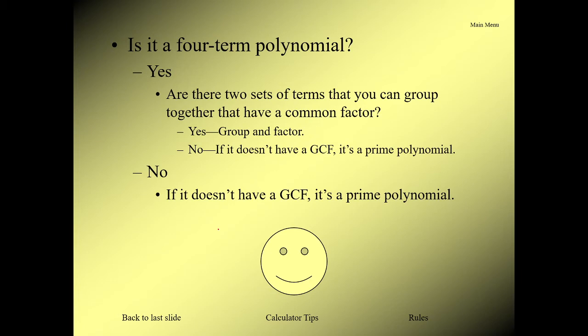Is it a four-term polynomial? If yes, are there two sets of terms that you can group together? So you have to group. If yes, group and factor. If not, and it doesn't have a GCF, it's a prime polynomial, meaning there are no factors for this equation.